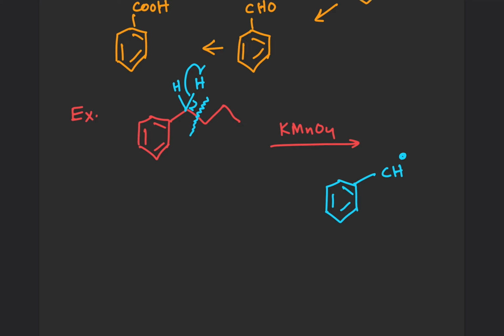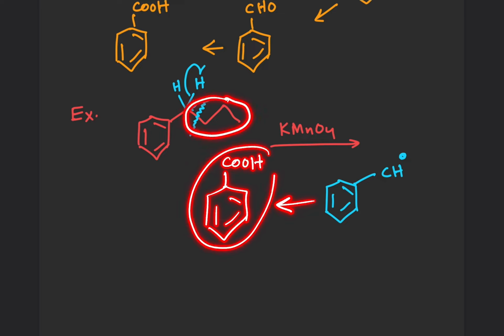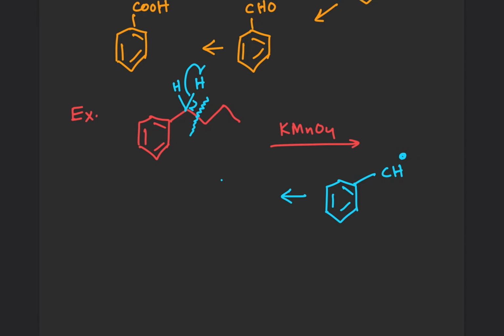CH dot, and this will ultimately give us the benzoic acid, right? So irrespective of the length of the chain, we always end up with benzoic acid because of the formation of a benzylic free radical. So we will get this, and also cleavage happened here, so we will get C double bond OH. Okay, cool. Now let's come back to the question.